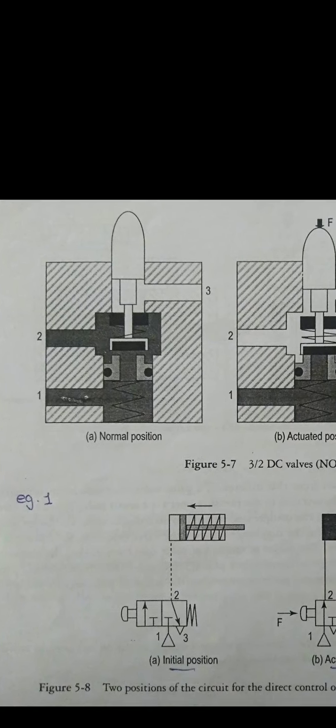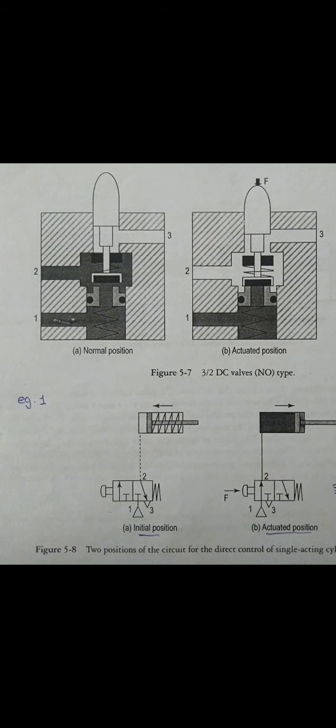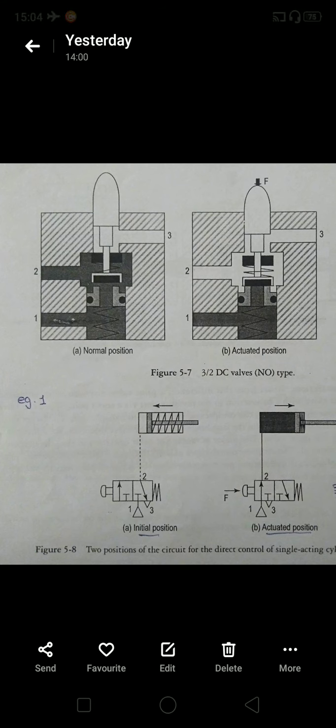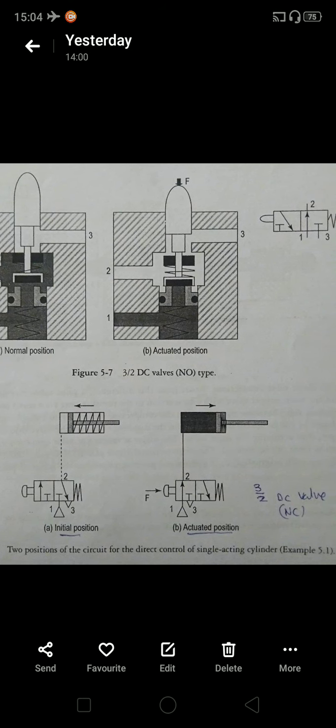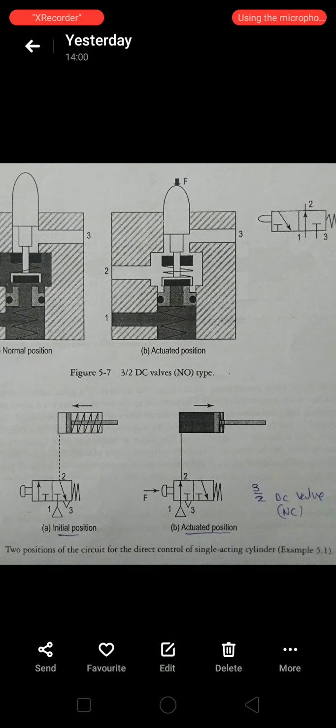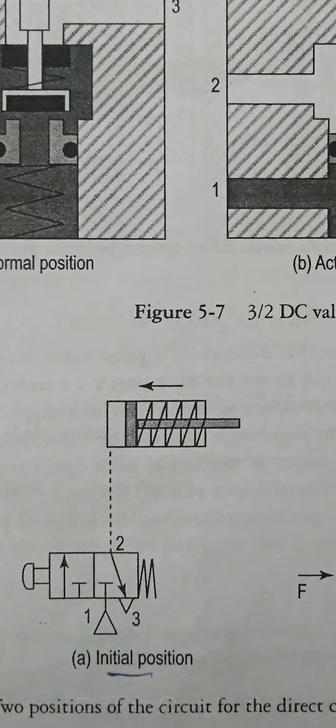So here you can see generally a 3 by 2 DC valve, a push button valve, which generally looks like this. In normal position, 1 is connected to 2. So 1 is a pressure port which is connected to 2, the working port. When we apply a force, 1 is blocked, so there is no pneumatic pressure, and 2 is connected to 3, so the working port is connected to 3, which is an exhaust port. So this shows the initial position.